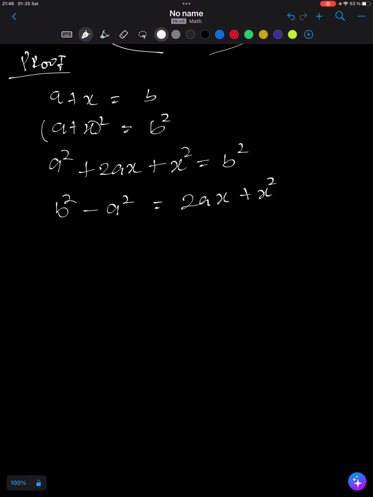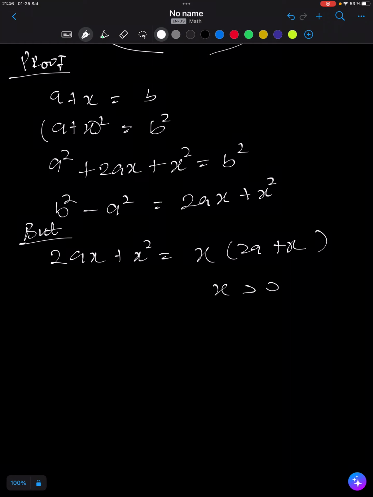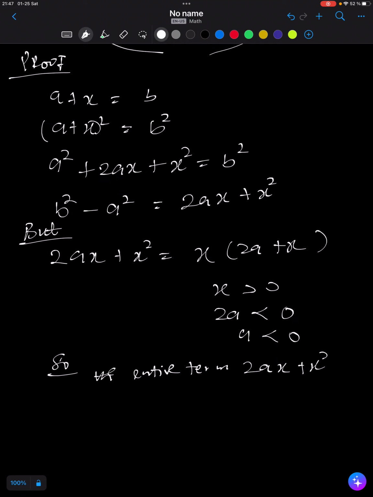And so what they are saying here is that you have to notice that 2ax plus x squared is also x times (2a plus x). And so what we notice is that x is greater than 0, but 2a is less than 0 because a is less than 0. So the entire term 2ax plus x squared is less than 0. Yes, because it's negative.